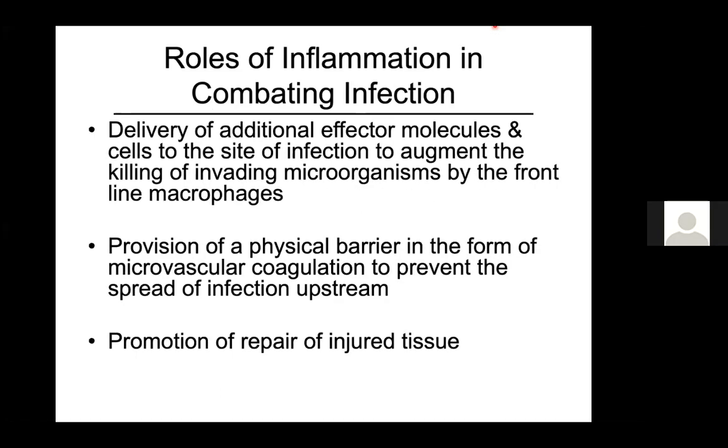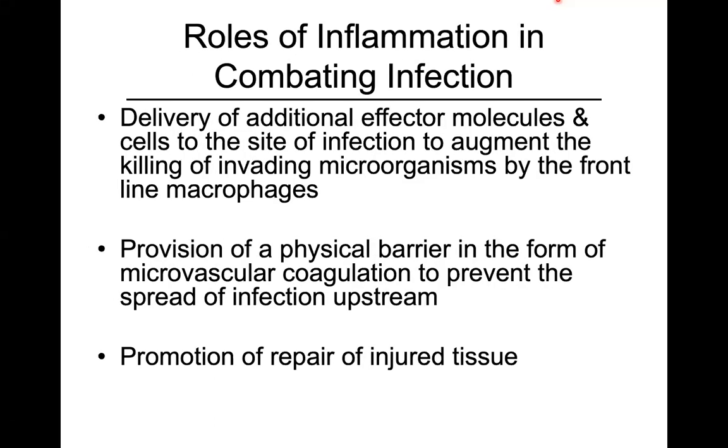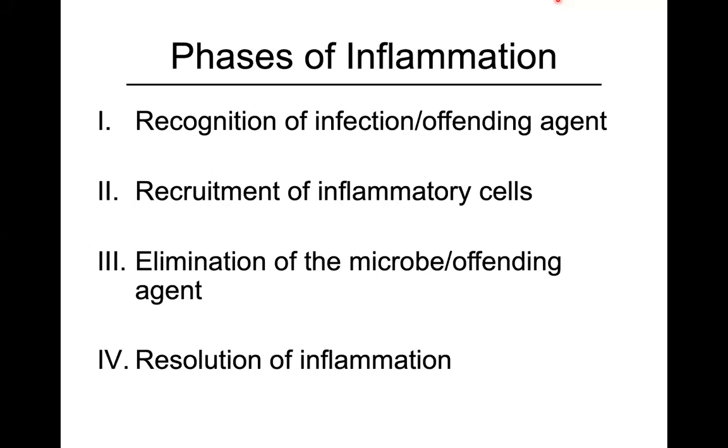And then, of course, if there's been infection to some extent, there'll be some tissue injury. Remember, some of these microbes produce toxins that will cause damage to host cells. So the other important aspect of inflammation is, once you've gotten rid of the pathogen, to promote repair of any injured tissue.